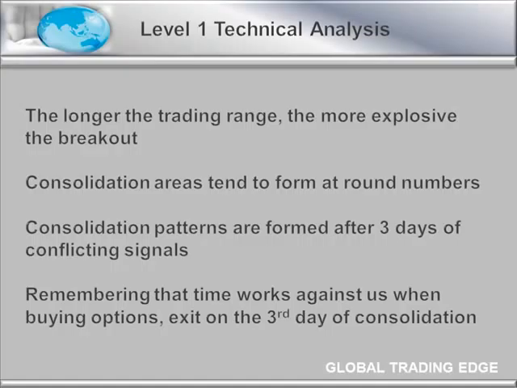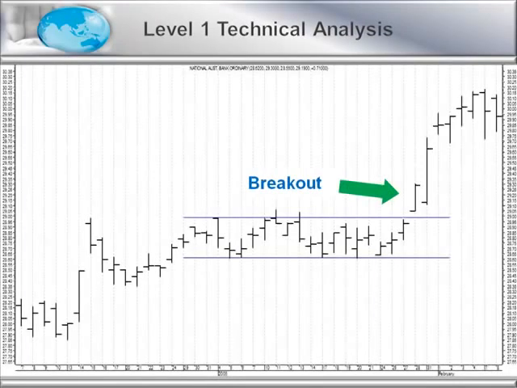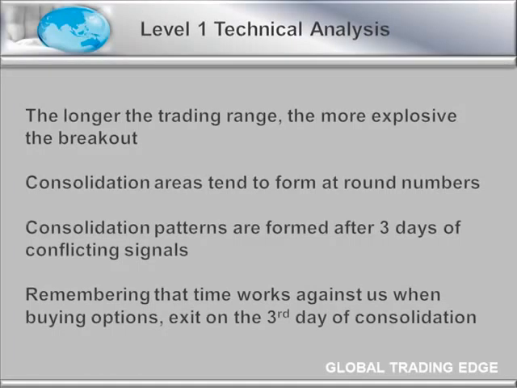You saw on the previous page, if I go back to that, how it broke out of that particular trading range there. Consolidation areas tend to form at round numbers. So it consolidates normally at a round number. So $10, $11, $15 is classed as round numbers. $11.50, that's a round number. Consolidation patterns are formed after 3 days of conflicting signals.